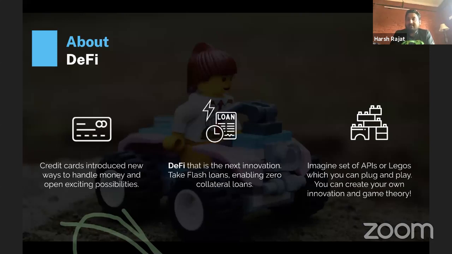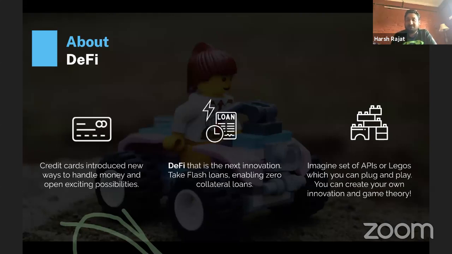Just like credit cards enabled things which were not possible to do with paper money, DeFi is the next innovation in terms of money. DeFi basically enables people to do things which are not even possible with credit cards or paper money. And that's why we need DeFi. So again, I'm very keen, and I like to give a lot of examples. There's an example of DeFi which is called flash loans. The concept is so mind-boggling, but it's so intriguing.